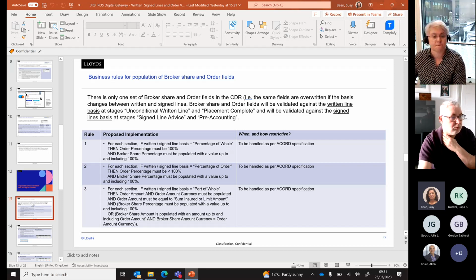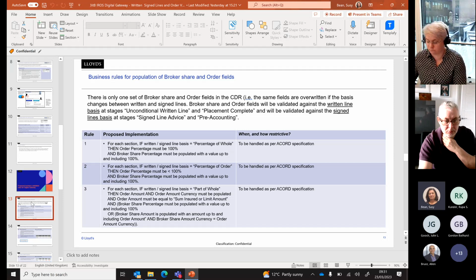Now, from my understanding, most of the time the written line basis and the sign line basis are the same, but there are two fields for a reason, because sometimes they're not. So just to make it clear, when we're doing this validation, it'll be against whichever basis field is the appropriate one at the stage of the journey for the record being submitted. Hopefully that makes sense to everybody.